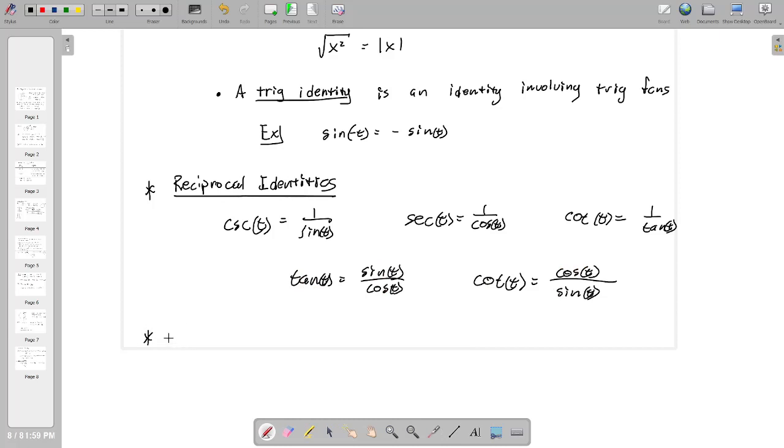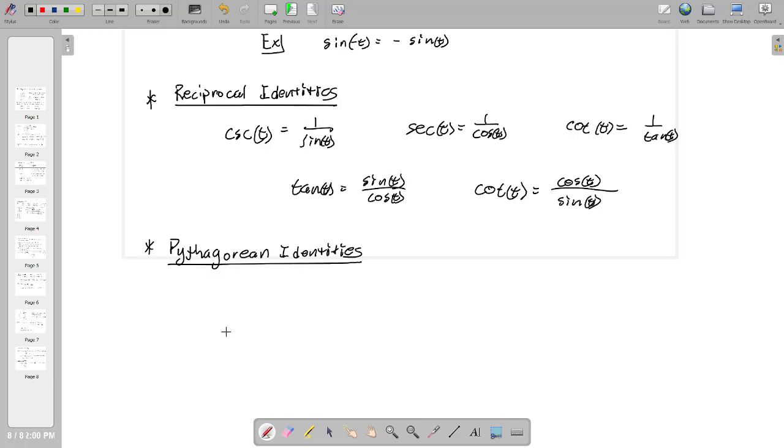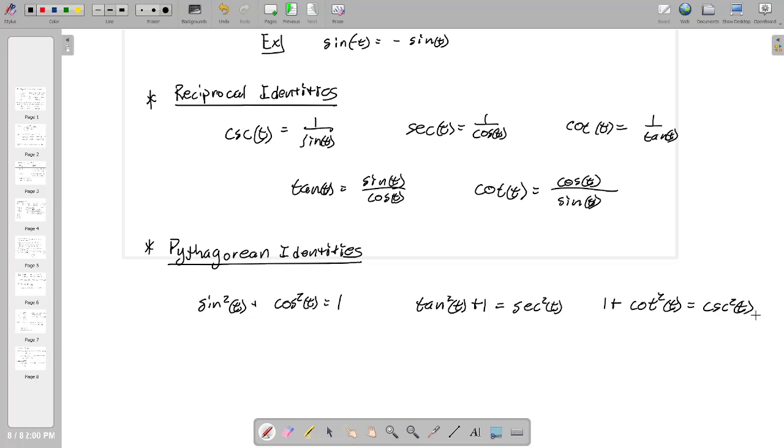Now here's another really big one, the Pythagorean identities. Now I'll prove the Pythagorean identities for you, but they are sine squared t plus cosine squared t is equal to 1. Tangent squared t plus 1 is equal to secant squared t. And 1 plus cotangent squared t is equal to cosecant squared t. We're going to prove these on the next slide.